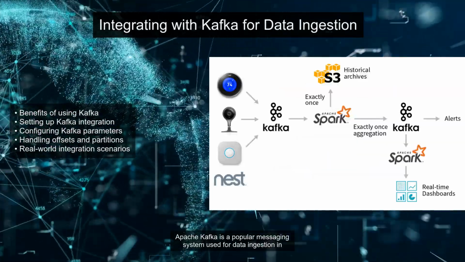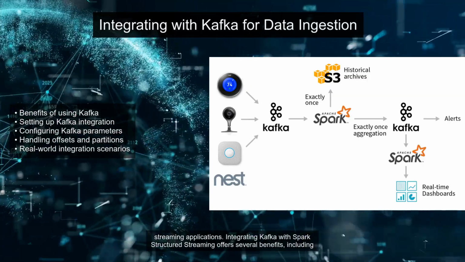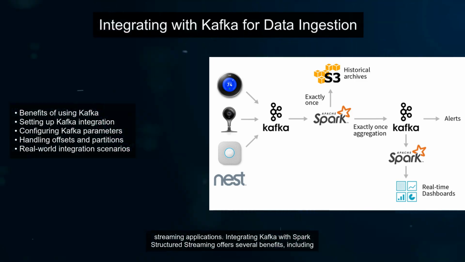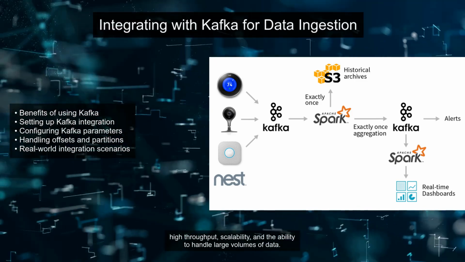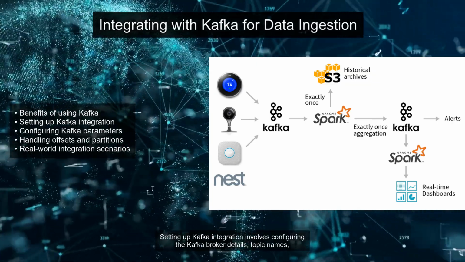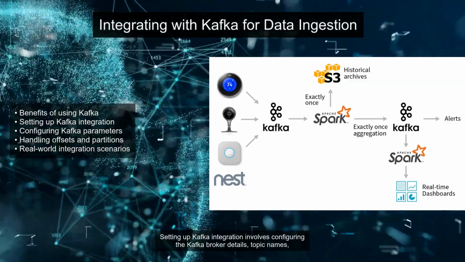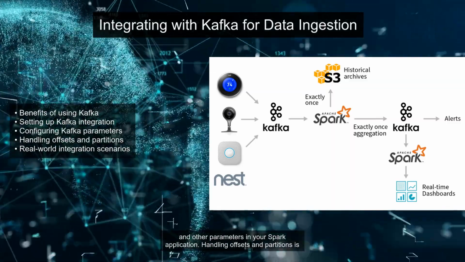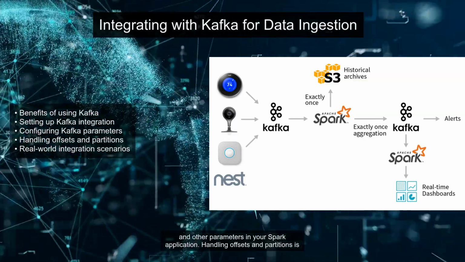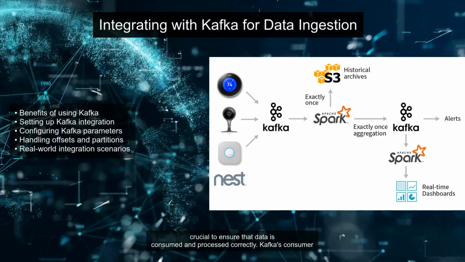Apache Kafka is a popular messaging system used for data ingestion in streaming applications. Integrating Kafka with Spark Structured Streaming offers several benefits, including high throughput, scalability, and the ability to handle large volumes of data. Setting up Kafka integration involves configuring the Kafka broker details, topic names, and other parameters in your Spark application. Handling offsets and partitions is crucial to ensure that data is consumed and processed correctly.